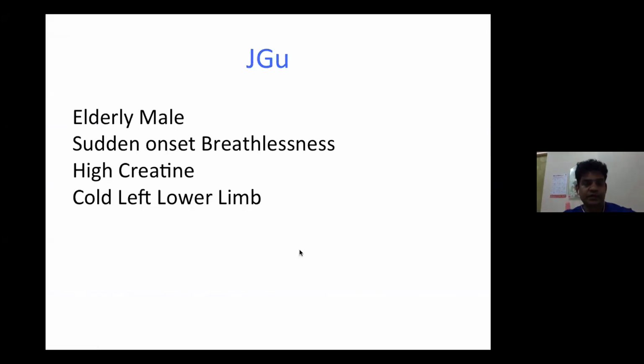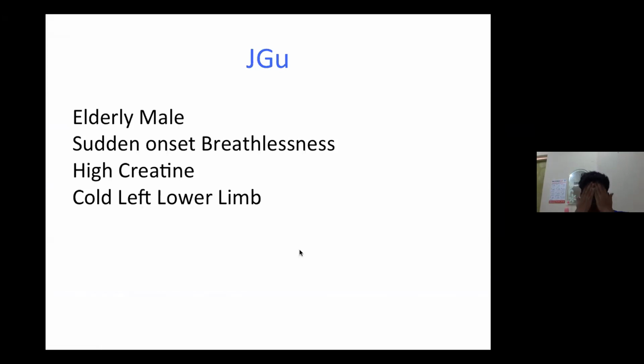Let's look at one more example. This is again a more complex situation. This is an elderly male, and the patient presented with sudden onset of breathlessness, very high creatinine and a cold left lower limb. He presented to a hospital in Kolkata.